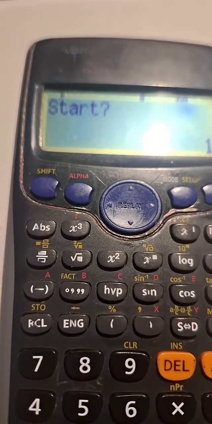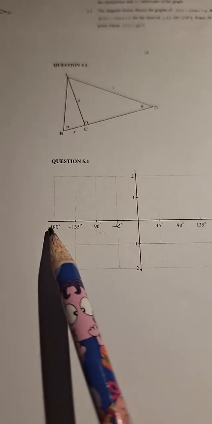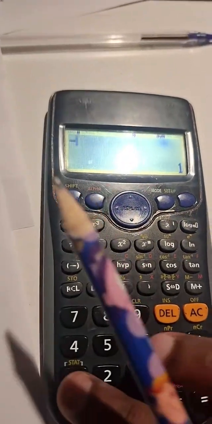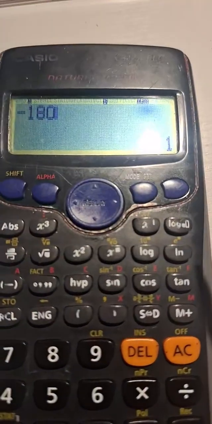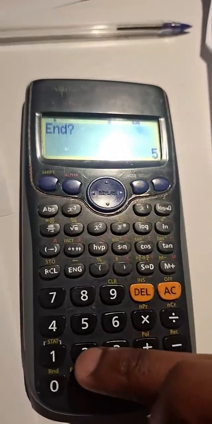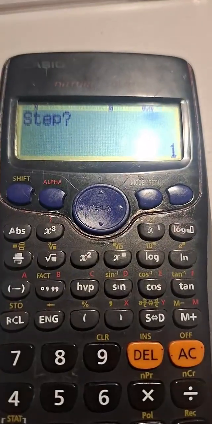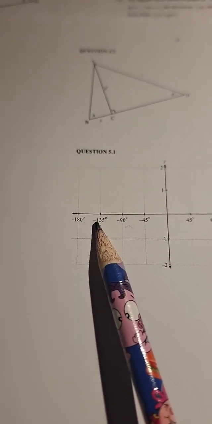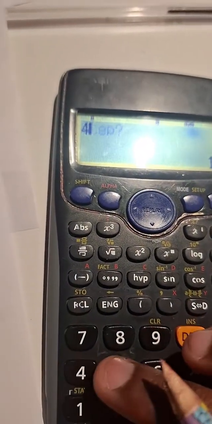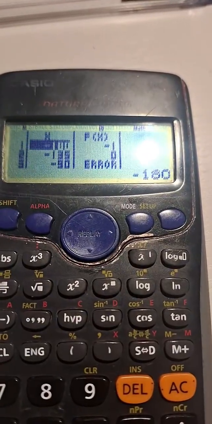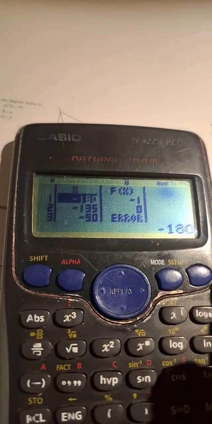Where are we going to start? It's very clear that they want us to start at negative 180, and then equal. Where do we want to end? At 270, obvious. Step: what steps are we going to be taking? 45-degree steps, so let us just say 45. And there it is.